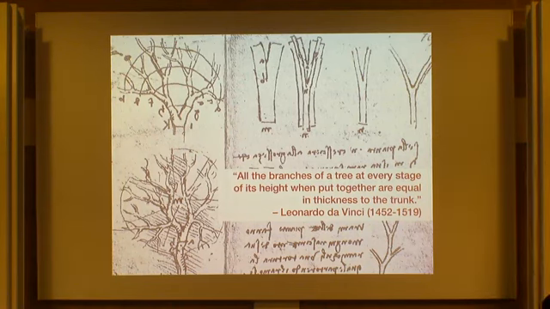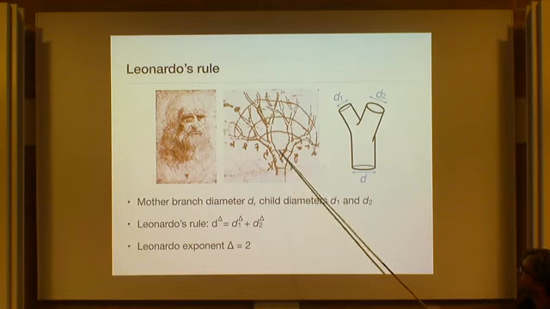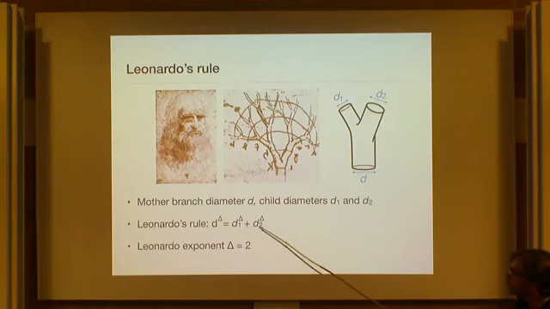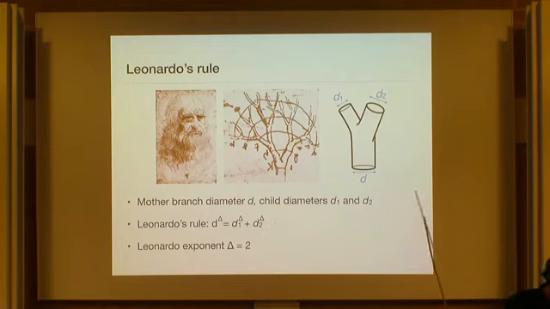And for this measurement, one way to quantify it is to take every single branching node in the system and to fit an exponent. So if this exponent delta is 2, then you have conservation of cross-section, and for arteries or for the airways, the exponent is closer to 3, for instance. So that's one way to quantify the diameters, how the diameters vary in this branching structure.